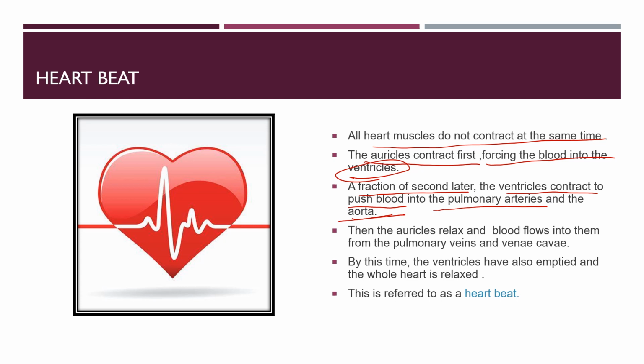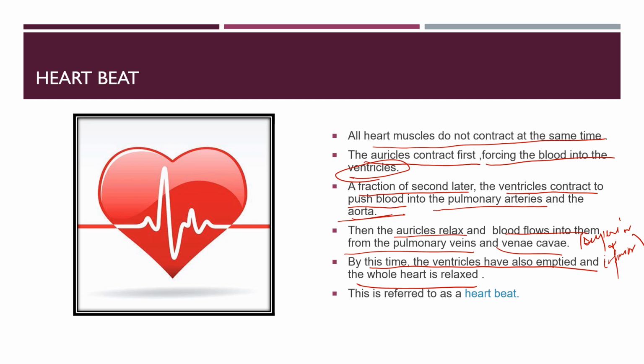Then the auricles are relaxing, and the blood flows into them from the pulmonary veins and the superior and the inferior vena cava. So there are two veins, the superior vena cava and the inferior vena cava. This we have already told. So the auricles are relaxing and the blood is flowing into them from the pulmonary veins and the vena cava. Now by this time the ventricles have already emptied and the whole heart is in a relaxed condition.